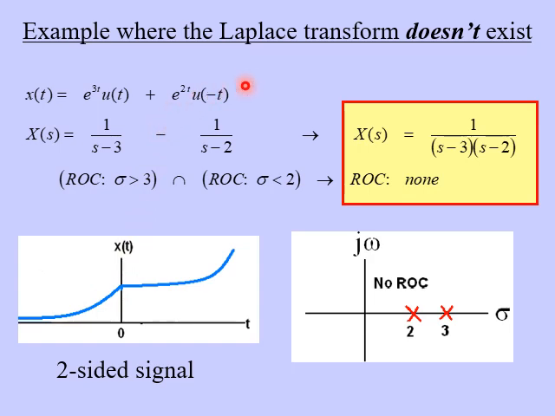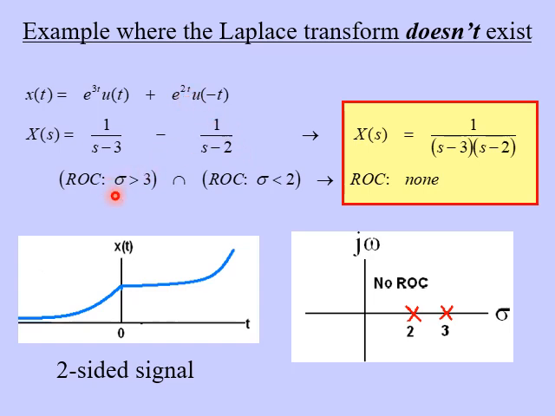Now, when we use the results from the previous slide to do the Laplace transforms of these two signals, we get 1 over s minus 3 for the first term. That's where a is equal to negative 3. And for the second term, this is the left-sided signal. We have minus 1 over s minus 2, where a is negative 2.